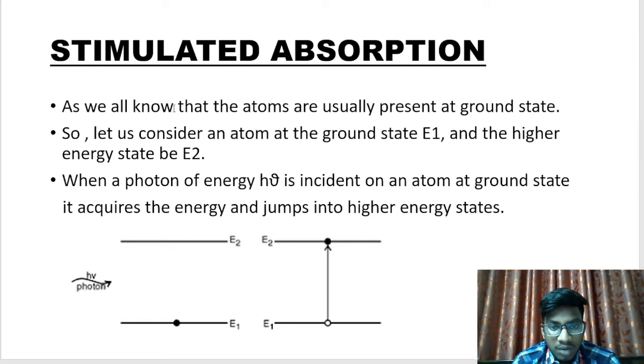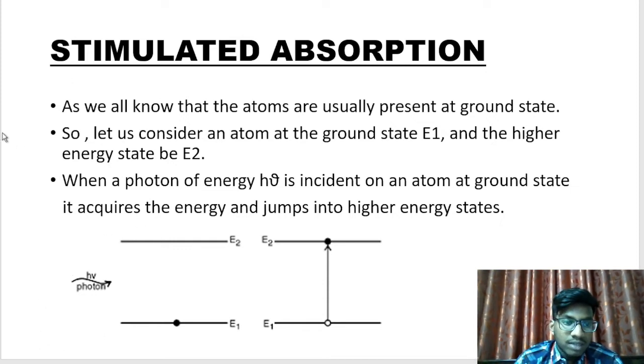Stimulated absorption is defined as follows: when a photon of radiation h mu is incident on the atom, the atom acquires the energy of the photon h mu and jumps into the higher orbit. This is known as stimulated absorption. The energy h mu is nothing but the difference between the two energy states. So this is about stimulated absorption.